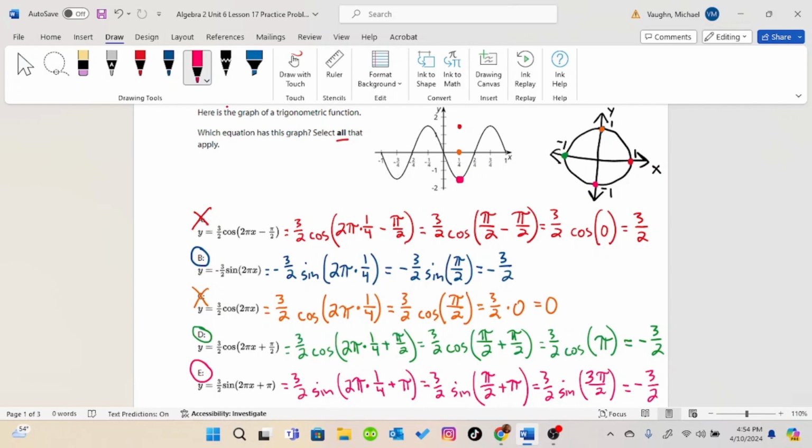So choices B, D, and E are all functions that have this graph. If you have any questions about how I solved this practice problem, please use class time to ask for further clarification.